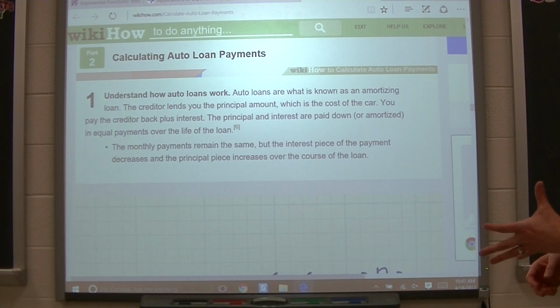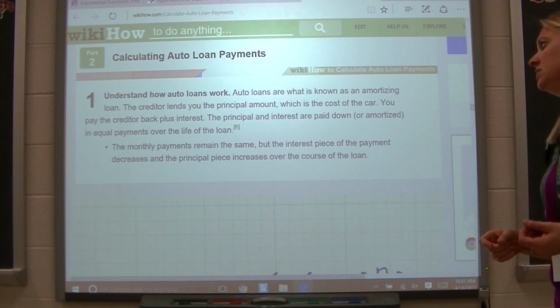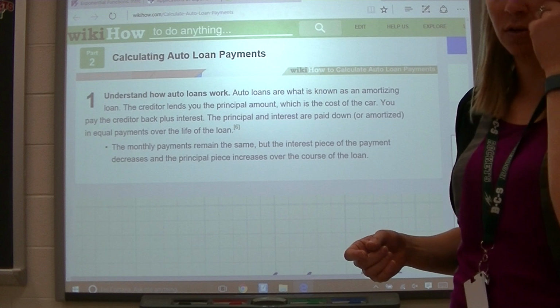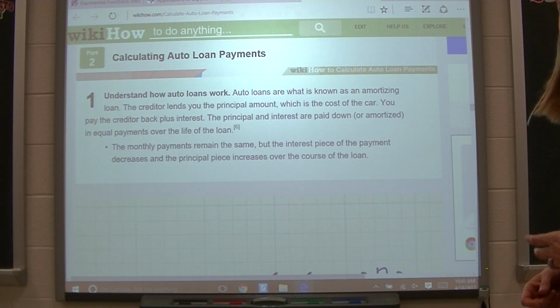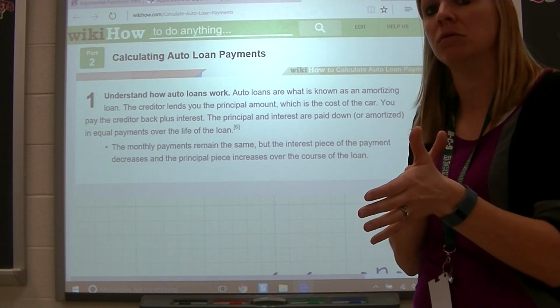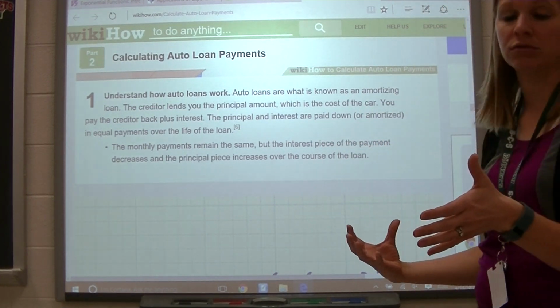What that means is the monthly payment is always going to remain the same every single month, except maybe your final month to pay it off. But the interest piece of the payment decreases and the principal piece increases over the course of the loan. So if you get a car for $6,000, let's say you have a monthly payment of $200. That first month, maybe only 20 of that $200 is going to the principal, and the other 180 is going towards interest.